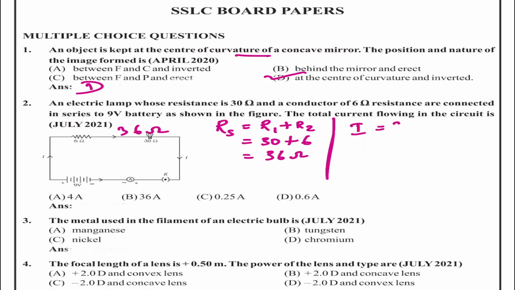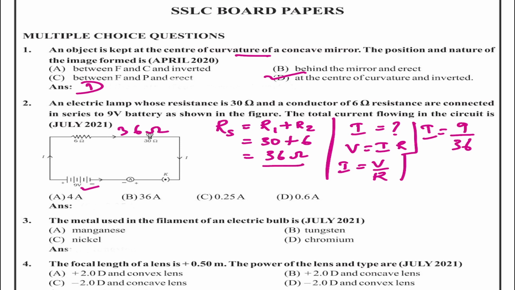We are supposed to find I. We know from Ohm's law, V is equal to I into R, so I is equal to V by R. Substituting the values, I is equal to the voltage, 9, divided by R, the total resistance, 36. On simplifying, 9 ones are 9, 9 fours are 36, so 1 divided by 4 is nothing but 0.25, and the unit for current is amperes. Hence, the correct option for the second question is 0.25 amperes.